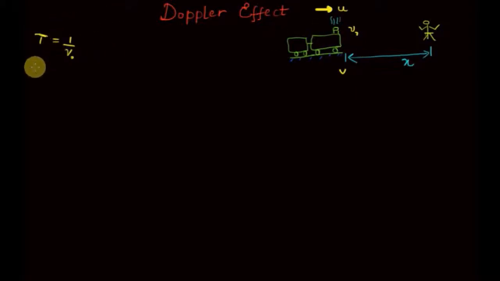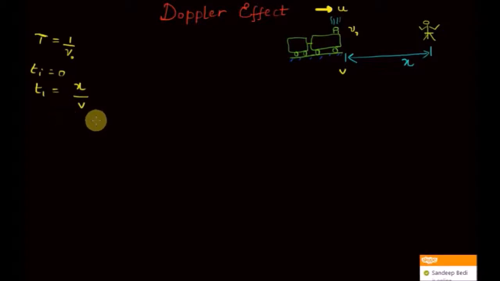Now let's say the initial time is equal to 0. The time taken by the first wave to reach the observer, let's say that time is equal to t1, will be the distance traveled by the first wave divided by the velocity of sound, which is v. Now we have to find out after how much time the observer will hear the second wave. So when will the train emit the second wave? The train will emit the second wave after a time period T, which is 1 by nu naught.